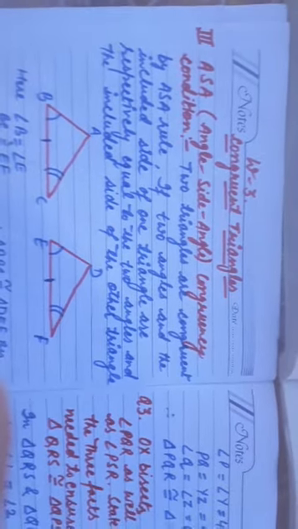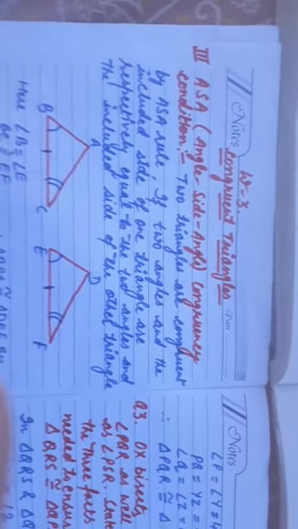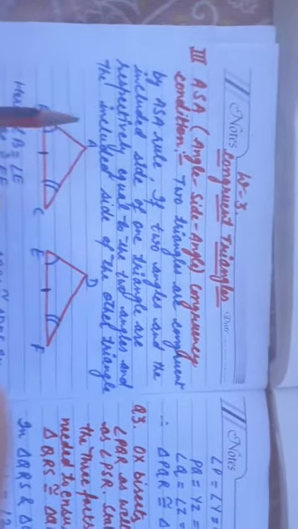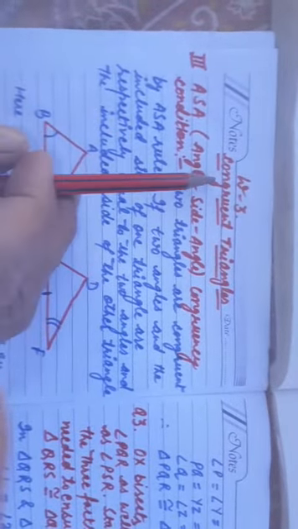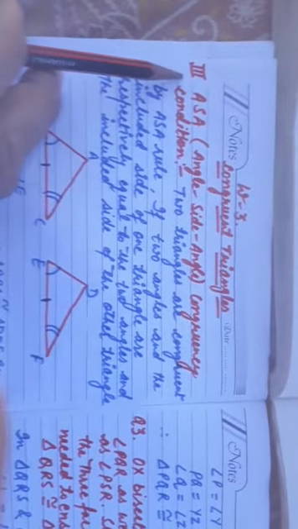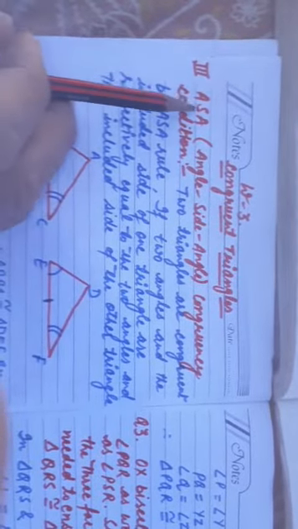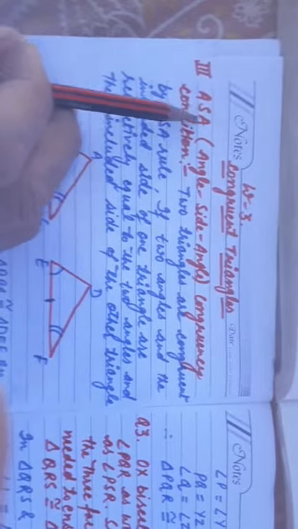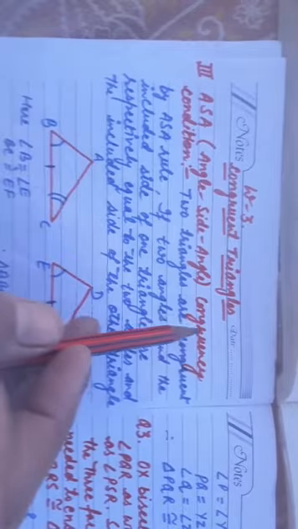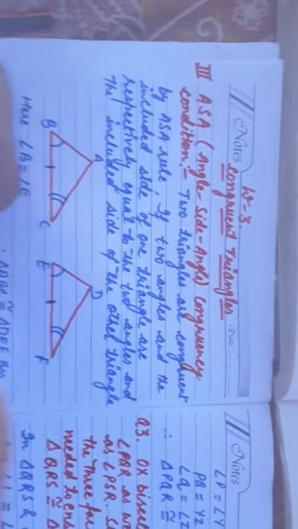Hello students, today we are going to discuss the angle side angle rule of congruency. Worksheet 3, chapter number 9, that is congruent triangles. The third rule in this worksheet is angle side angle, ASA rule of congruency or congruency condition.